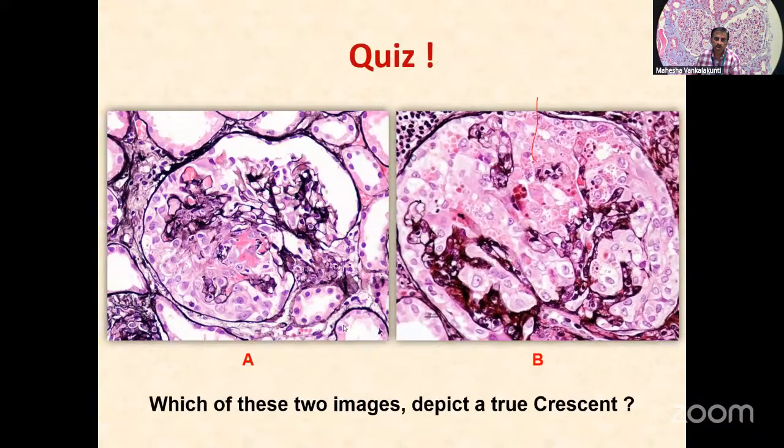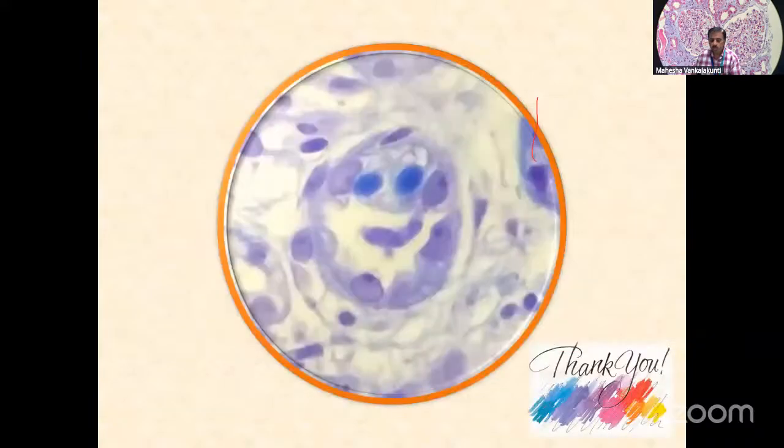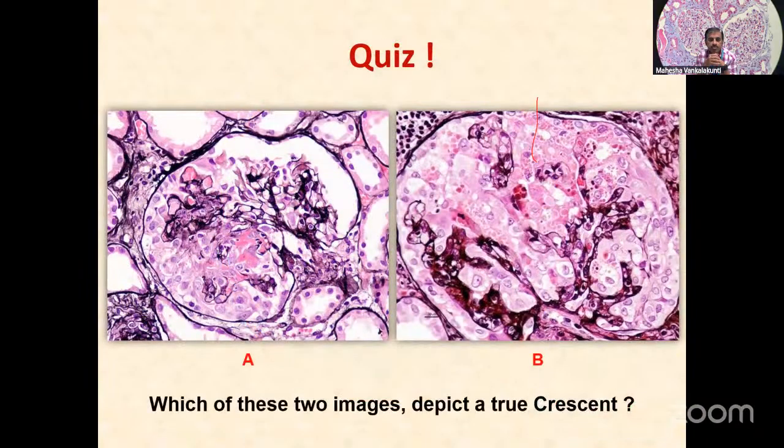I would leave the last slide with a quiz to all the participants here. Which of these two images depicts a true crescent? One is that of a crescentic GN, and the other one is that of a collapsing GN. So you have to decide which among the two is a true crescent. With that, I end my presentation. It's over to you, Dr. Purva.